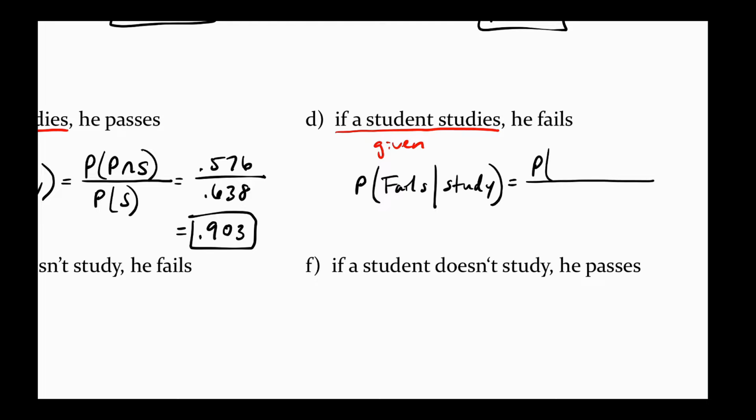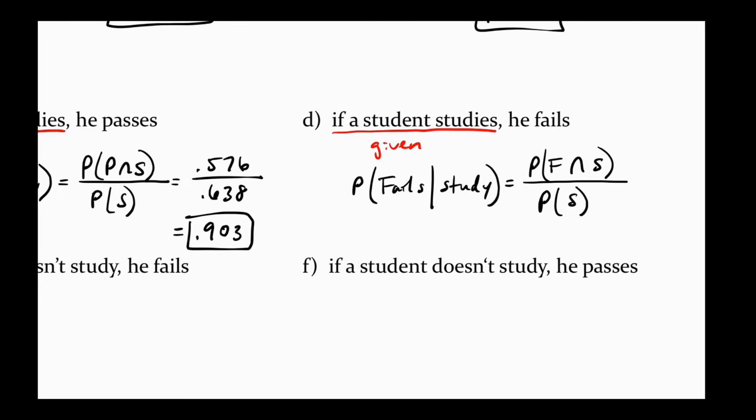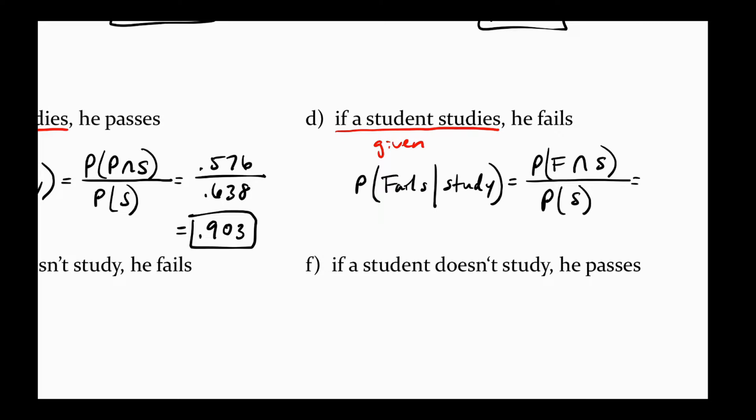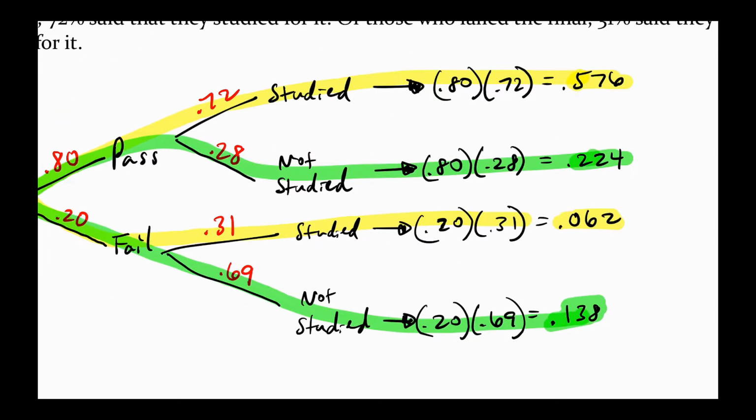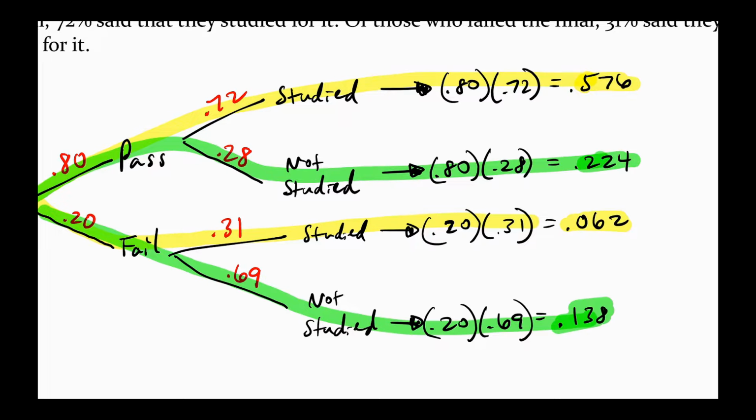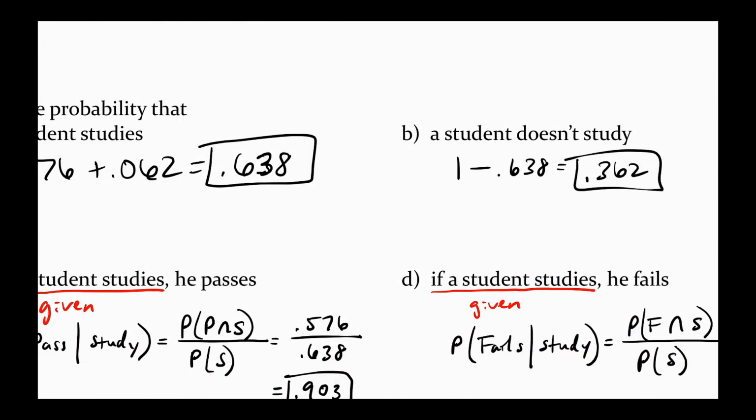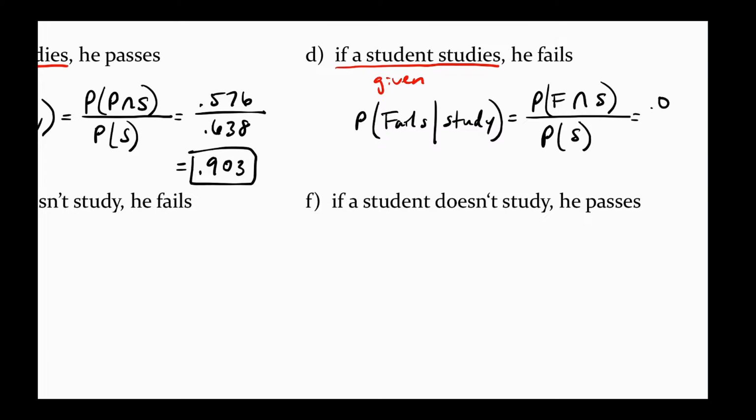So probability of both fail and study over the probability of study. Okay. So what's the probability of the path of fail and study? Yep, the small one, right? Probability of fail and study is 0.062 because that's the path there. So that one's going to go on top. Pass. Study.